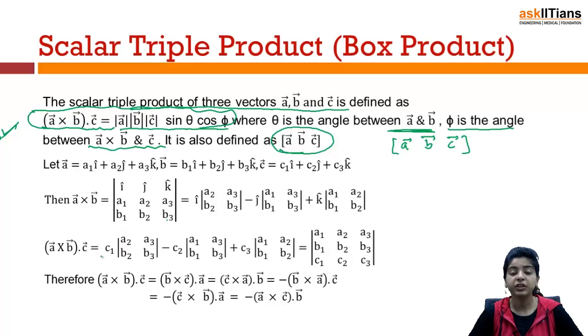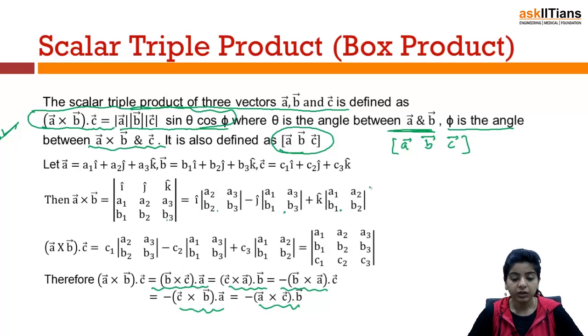Therefore, now A cross B dot C would be equal to C1 times this minus C2 times this plus C3 times this determinant. And this can be written as the determinant of A1, A2, A3, B1, B2, B3, C1, C2, C3. Therefore, A cross B dot C is equal to B cross C dot A, which is equal to C cross A dot B, that is equal to minus of B cross A dot C, minus of C cross B dot A, minus of A cross C dot B.